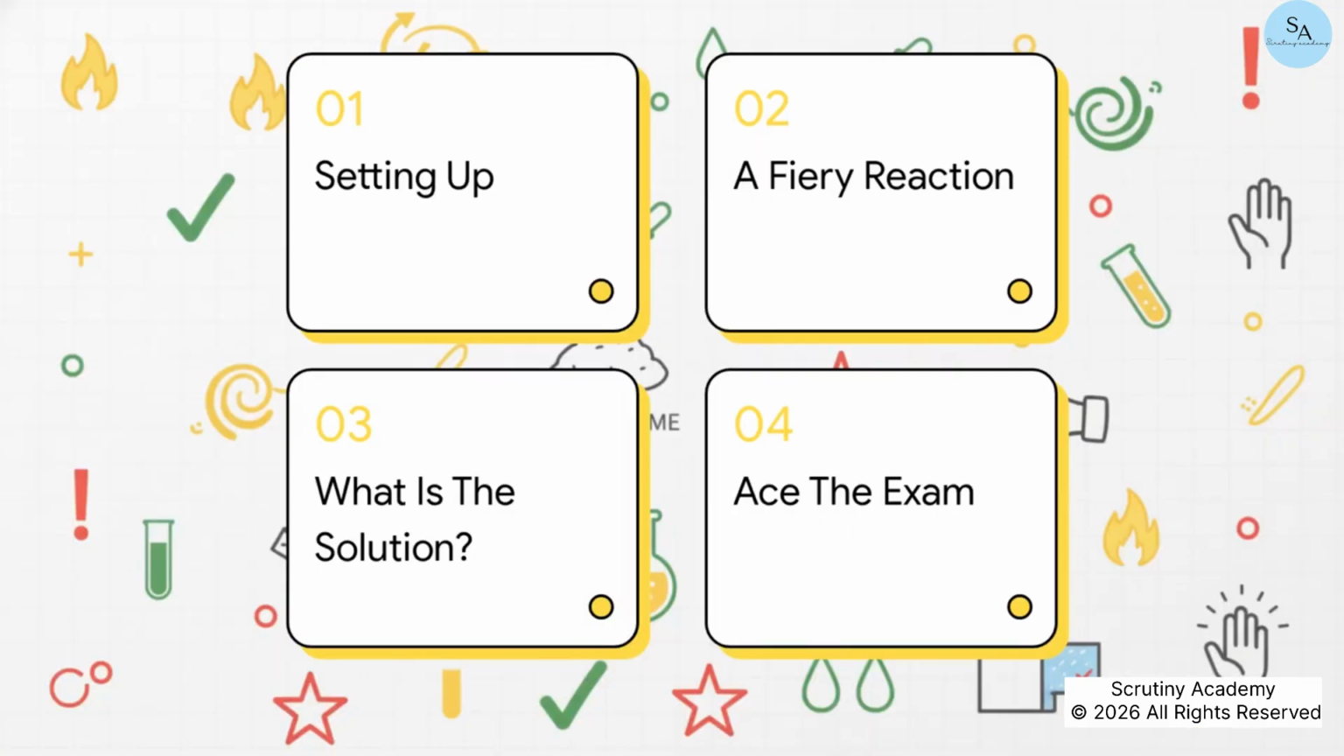So here's what we'll cover today. First, we'll see how to set up the experiment. Then, the exciting part, the fiery reaction itself. After that, we'll figure out what the solution is all about. And most importantly, we'll look at how you can ace this question in your exam. So are you ready? Let's start.